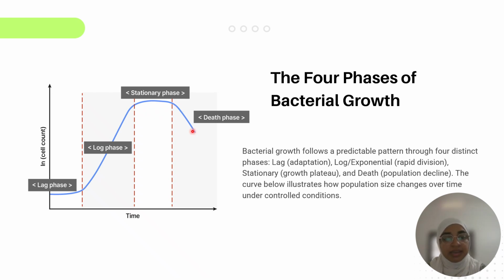The fourth phase is the decline phase, that means the death phase. In the death phase, the number of bacteria and the cell count decline. Multiplication of cells has stopped, so bacteria die and the cell count decreases. The curve below illustrates how the population changes over time under controlled conditions. This graph shows how bacterial growth happens in a controlled condition.